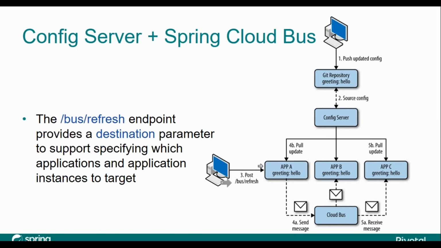As soon as I hit one of the instances, what happens is it sends a message to the cloud bus, and the cloud bus notifies and sends the message to all the instances present in that particular boundary. So hitting one app instance, that is A, the message is sent to B as well as to C. So they pull the updated information from the config server. This is how the config server and Spring Cloud Bus work.